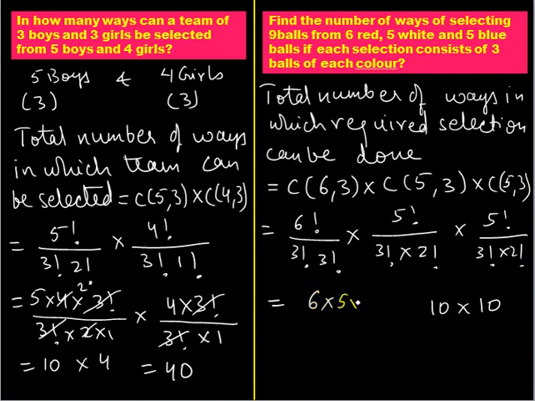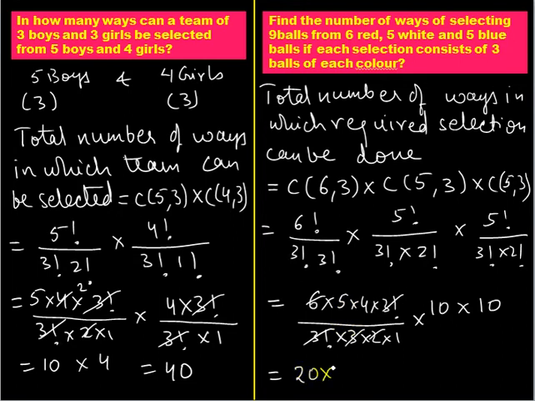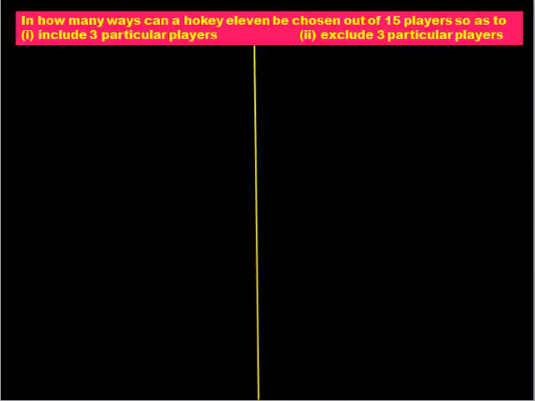It will be 6 into 5 into 4 into 3 factorial. In the denominator we have 3 factorial, and one of the 3 factorial can be expanded. We can write it as 3 into 2 into 1. So 3 factorial gets cancelled out, then 3 into 2 is 6. So this also gets eliminated. So we are only left with 5 into 4, which is 20. Then we have it multiplied by 10 and 10. So the total number comes out to be 2000. So in 2000 ways the given selection can be made.